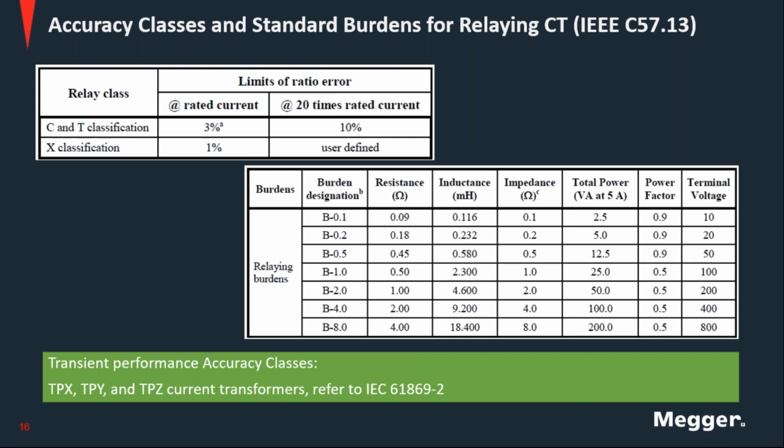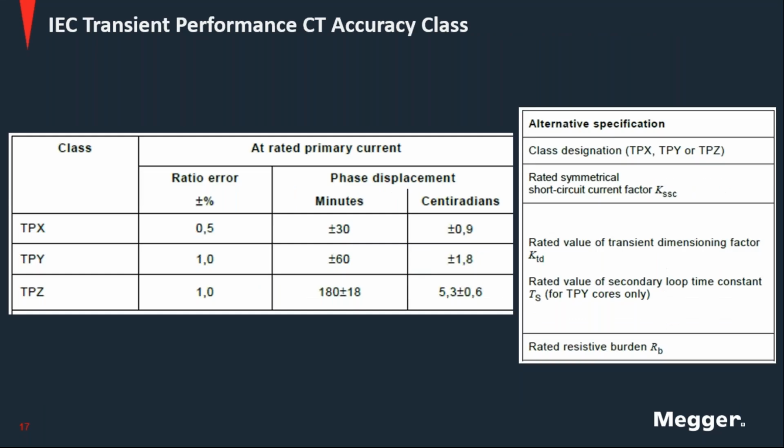And not to go into many details, but these are the tables from the IEC standard for these CTs for transient performance. So there are three classes, and they have a kind of high accuracy, 0.5 and 1%, compared to regular protection CTs. You can also see here the maximum allowed phase deviation. And these CTs are built for transient conditions.